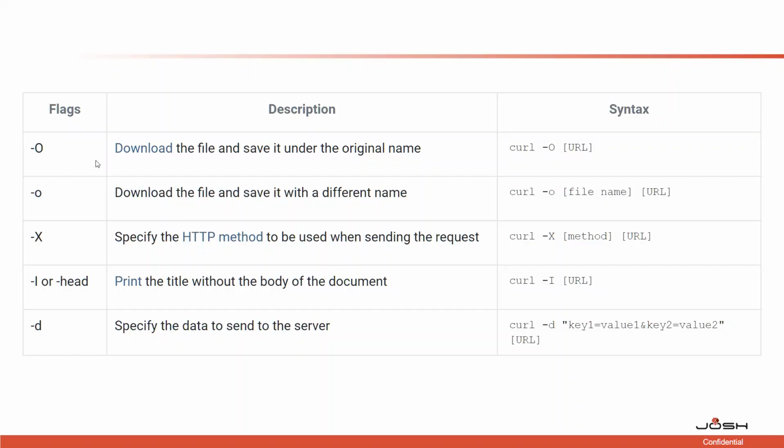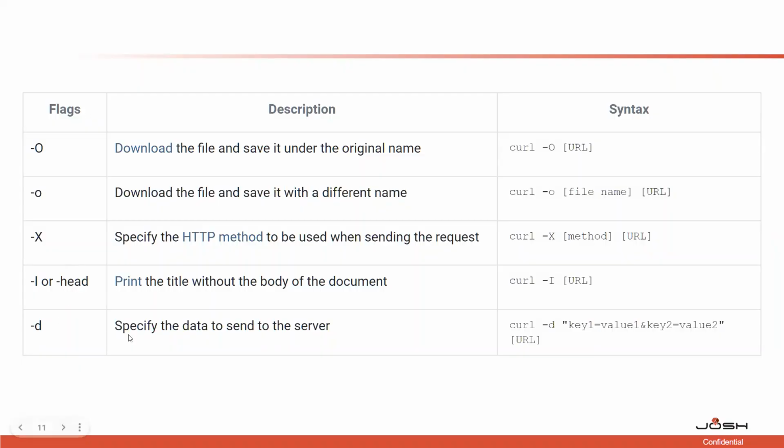Okay. Capital O: download the file and save it under the original name. And capital X. So this we will be using a lot. It specifies the HTTP method to be used while sending the request. So there are different HTTP methods: POST, GET. We'll be seeing what they are in the coming slides. But let's see if there is something else.